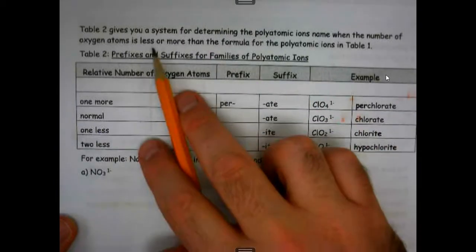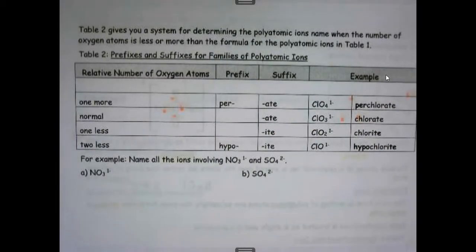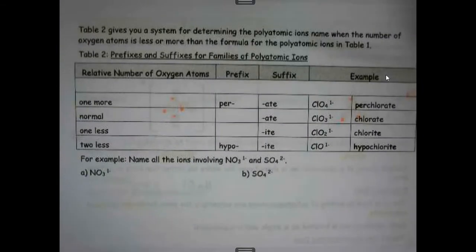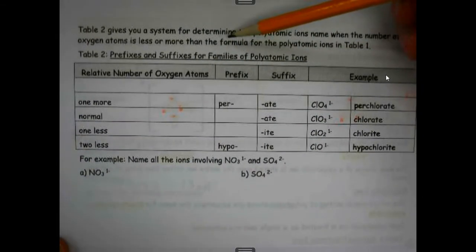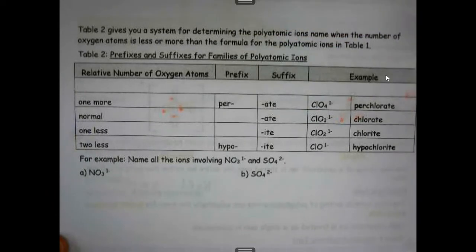This applies when the number of oxygen atoms is different from the formula of the ones that we saw in table 1. So if the name of your polyatomic doesn't have "ate" on the end, then we're going to consider how many oxygens have changed. Or if you see a structure that has more or less than 3, we're going to have to see how that name is going to change and so on.